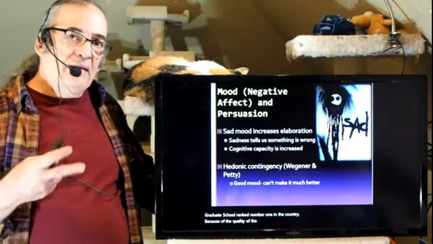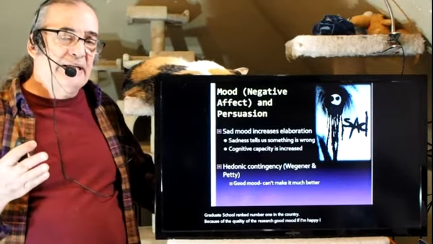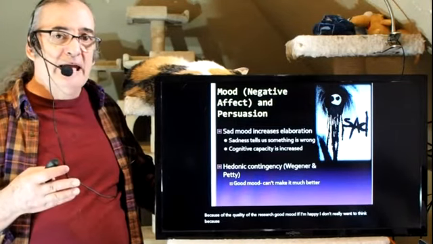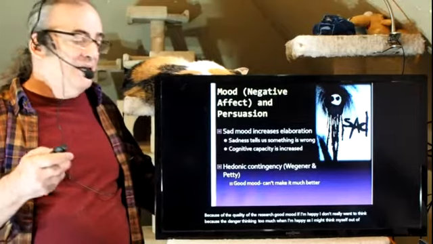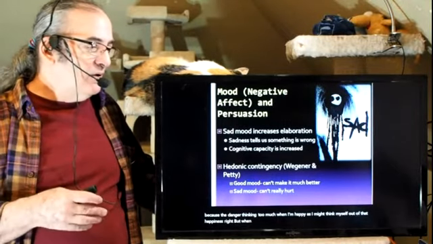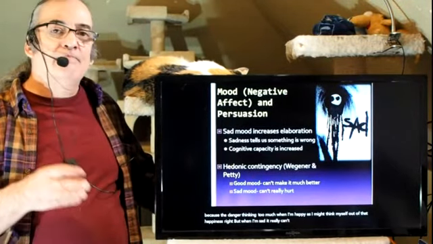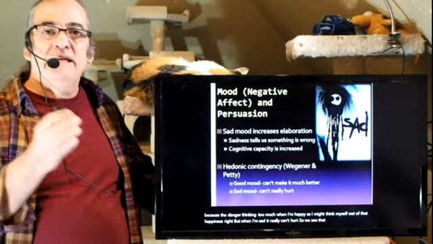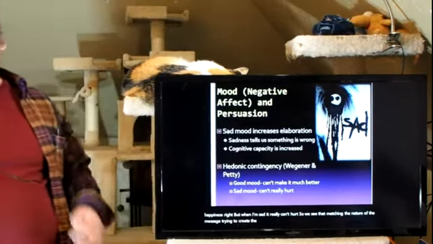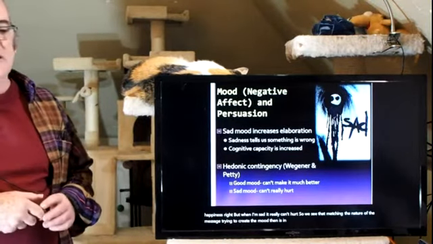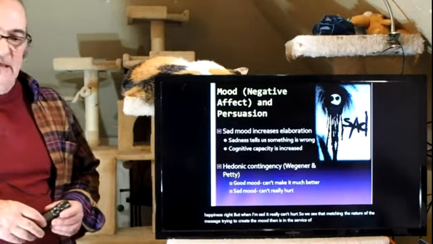Good mood. If I'm happy, I don't really want to think, because the danger of thinking too much when I'm happy is I might think myself out of that happiness, right? But when I'm sad, it really can't hurt. So we see that matching the nature of the message, trying to create the mood, is then in the service of perhaps elaboration on the message.